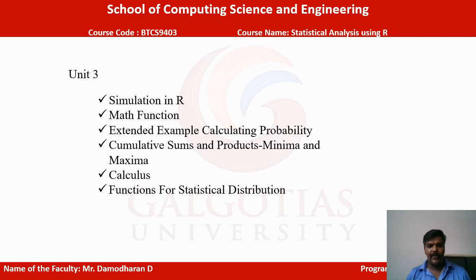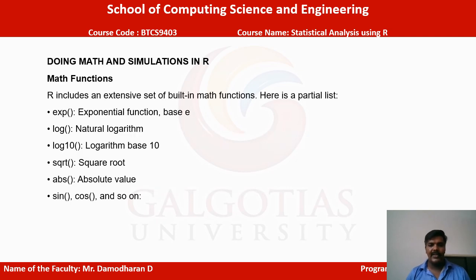So from the outline of this chapter, today we see simulation of basic R programming and mathematical functions and its extensions of calculating the probability functions and sum of cumulative value, product, mean, maximum, median values and calculus functions and some statistical functions. With the examples we will see one by one today. So first we will start the mathematical and simulation program for R programming.